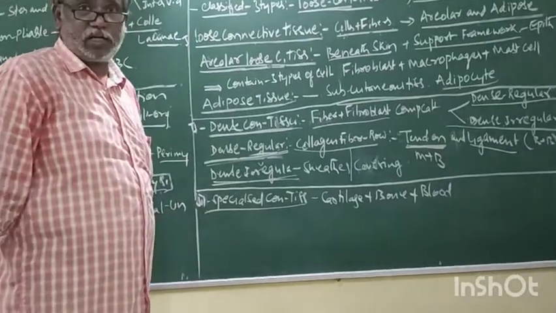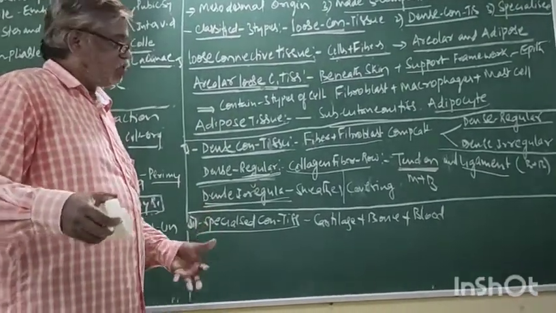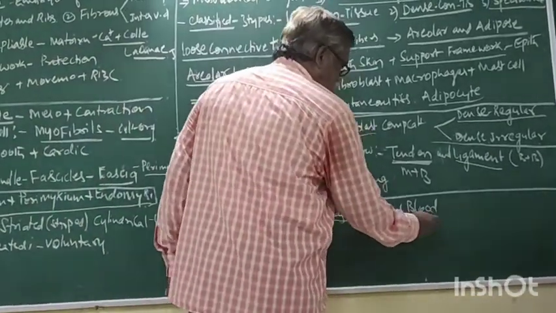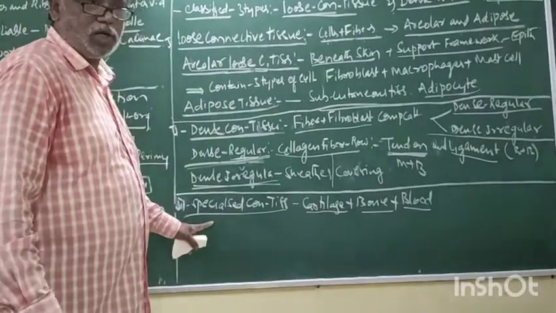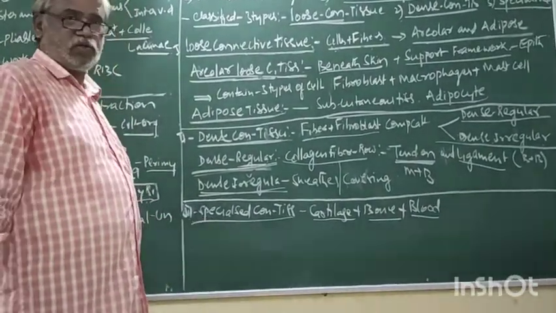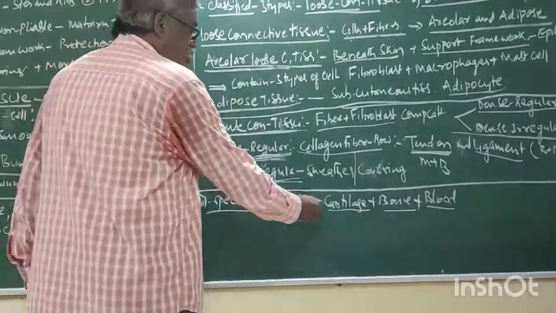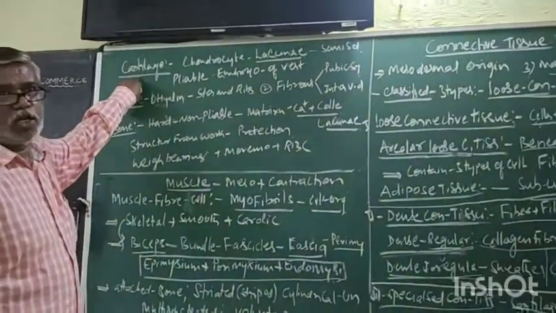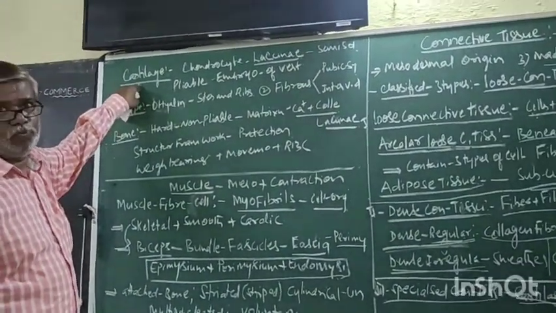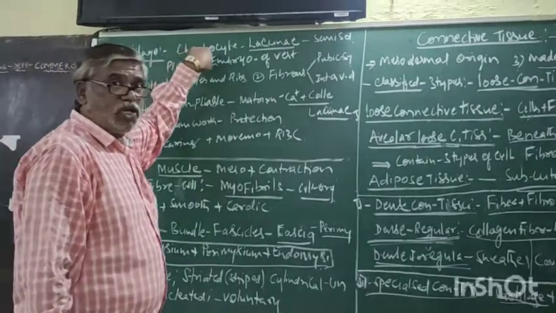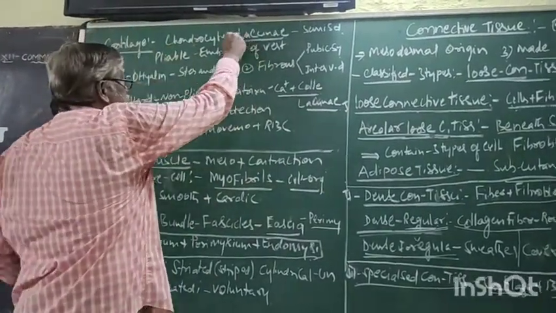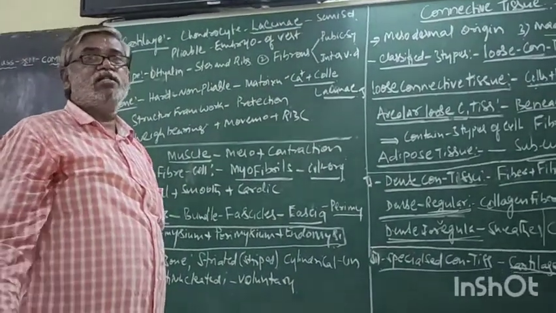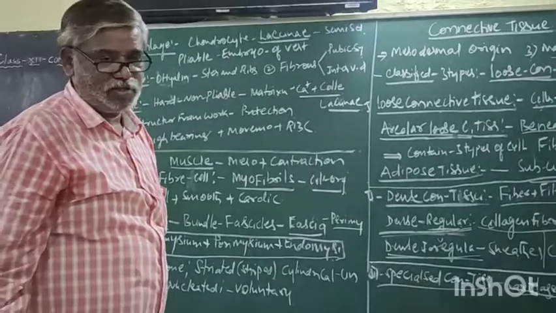Now come to the specialized connective tissue. Why are they called specialized? We can discuss that now. Cartilage, bone, and blood are the three classical examples of specialized connective tissue. Now cartilage. The study of cartilage is called chondrology. The cells are called chondrocytes. What is this? Lacunae. It is Latin, but when you translate it into English, it means empty place.